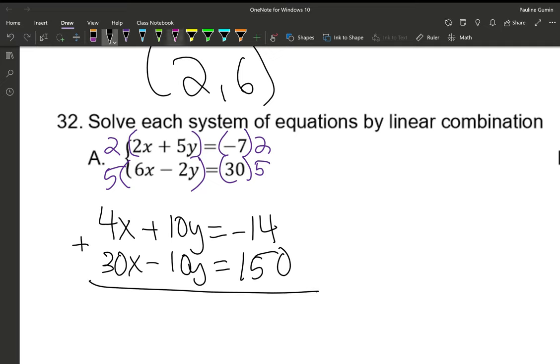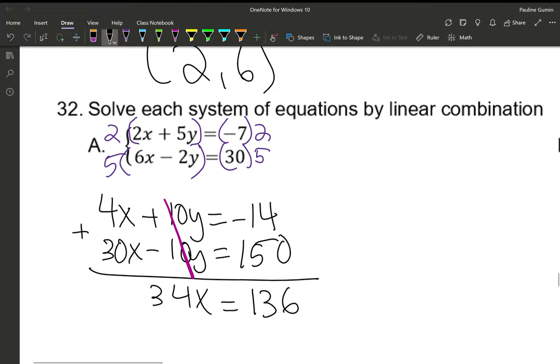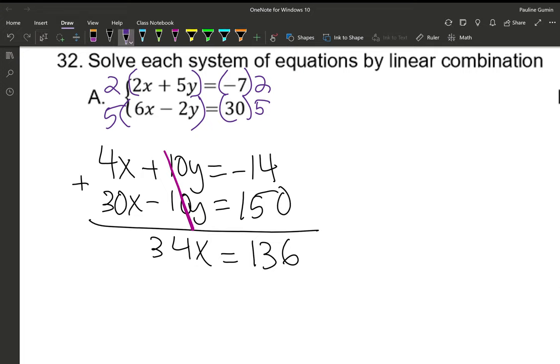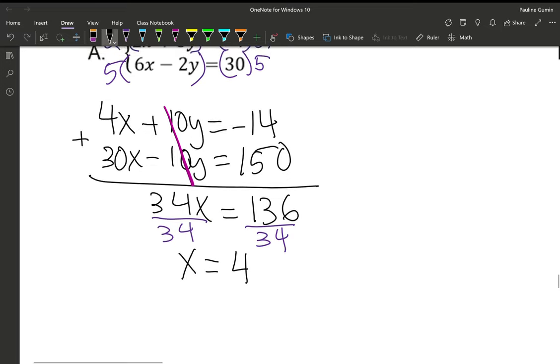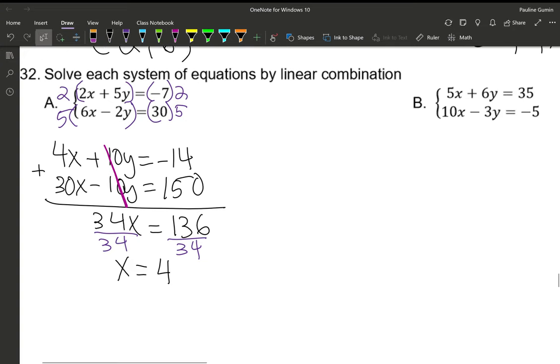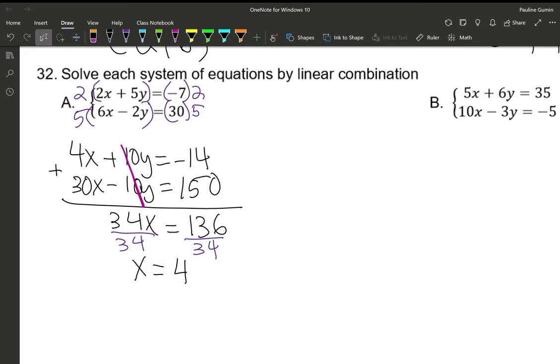So let's do it. Our y's cancel. That was the point of us doing this, so I'm just going to go ahead and cancel them right away. 4x and 30x give us 34x. And 150 plus negative 14 is 136. Let's divide both sides by 34 to get our x.